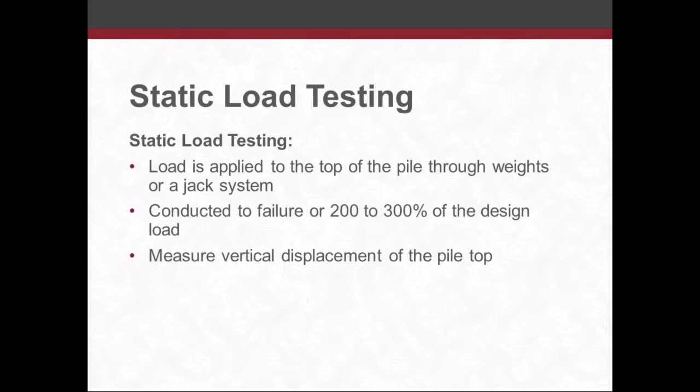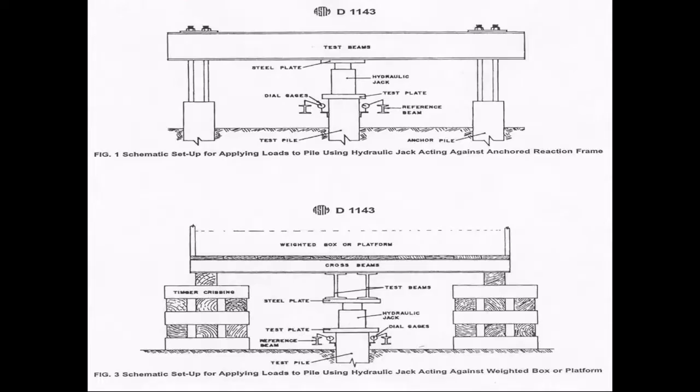So to get into static load testing, in the static load test, a load is applied to the top of a pile through a series of weights or a jack system. And the test is conducted to failure of the pile or 200 to 300% of the design load, which is a safety factor of 2 to 3. And during the test, the vertical displacement at the top of the pile is measured.